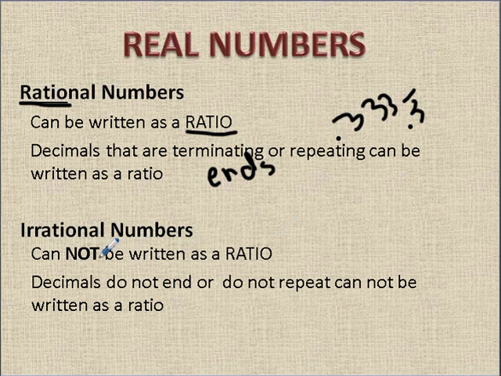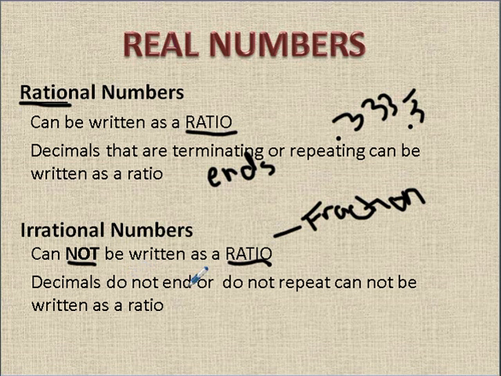Irrational numbers cannot be written as a ratio. So think about when someone's being irrational. They're not following a normal thinking or they're not reacting a certain way. So they're not going to be a ratio. Remember, by the way, ratio is just a fraction. So whether it can or cannot be written as a fraction is really what we're looking at. A rational can, an irrational cannot.